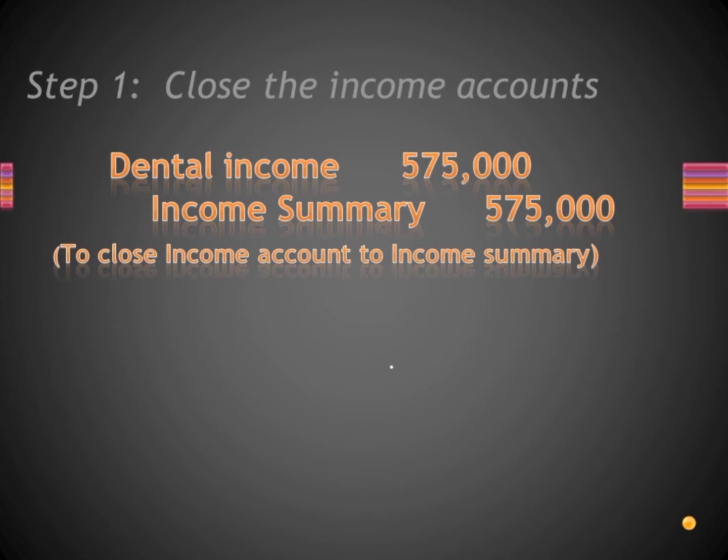To close the income accounts, we just have to remember to always reverse the normal balance of the account. The normal balance of income is credit, so we'll write it now on the debit side and write income summary on the credit side. This is how to close the income account.